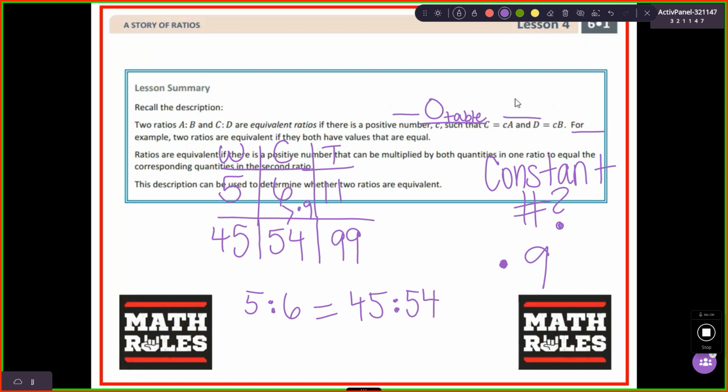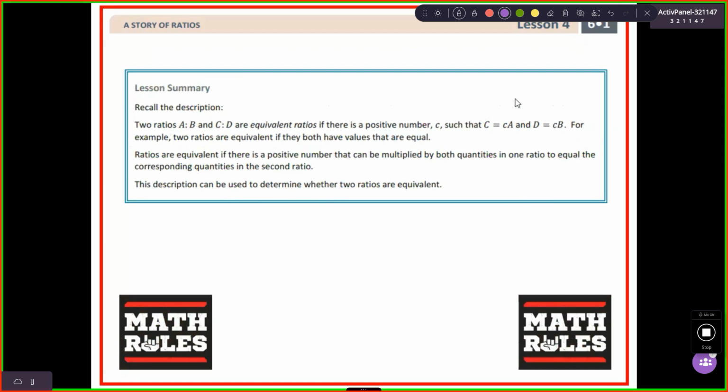Our lesson today was 2 ratios, A to B and C to D, are equivalent ratios if the positive number C. What did C stand for? Our constant number. And it says they're equivalent because 2 ratios are equivalent if both values use that same constant number. And ratios are equivalent if there is a positive number that can be multiplied by both quantities. And it's just going into detail about that constant number.